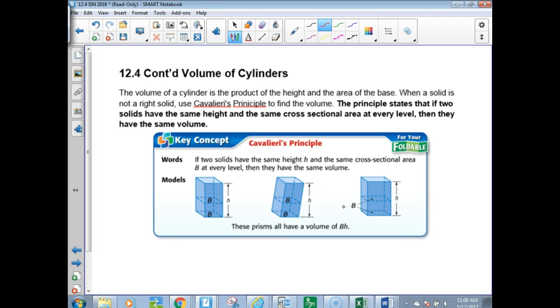Now we're going to look at, well, this is a continuation. We'll do cylinders on this page, but first we're going to look at Cavalieri's principle. If two solids have the same height and the same cross-section area at every level, then they have the same volume. So all it's saying is that even though this is tilted, you're going to do the problem the same as you would if it was standing straight up, okay? But the height may be labeled on the exterior.